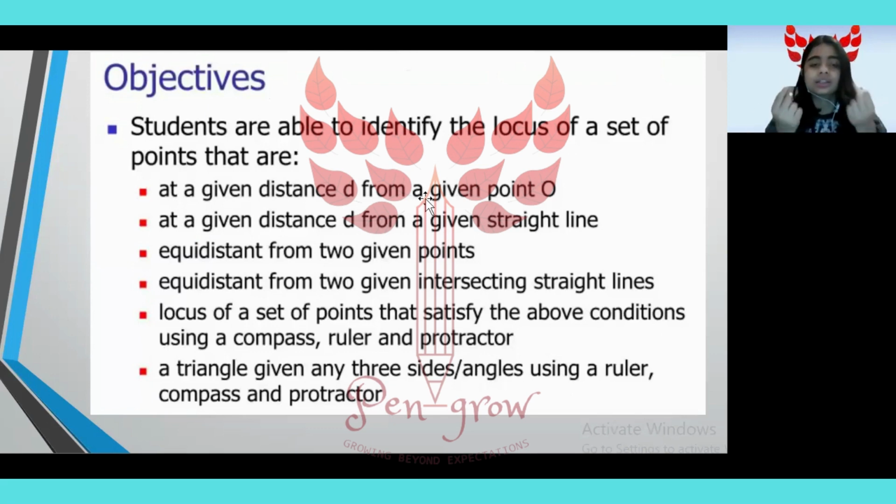So what is this? Basically, there is a point O, which is a fixed point, and a specific distance, let's say 4 centimeter. We need to make a locus that all the time, if you are on that locus, you are 4 centimeter away from point O. Do you understand that? You are always 4 centimeter away from point O. Point O is a fixed point, right?